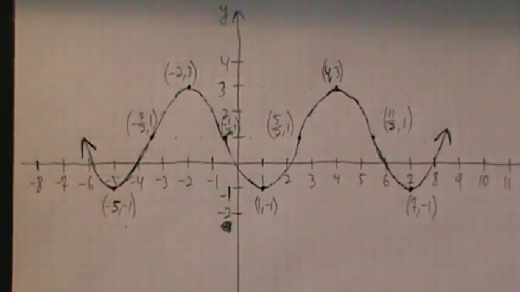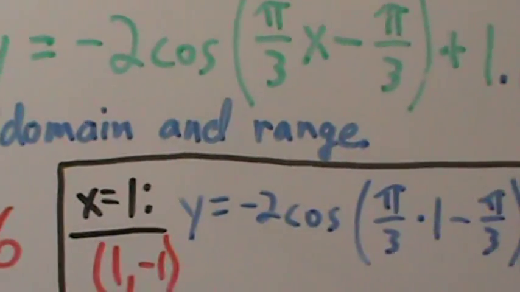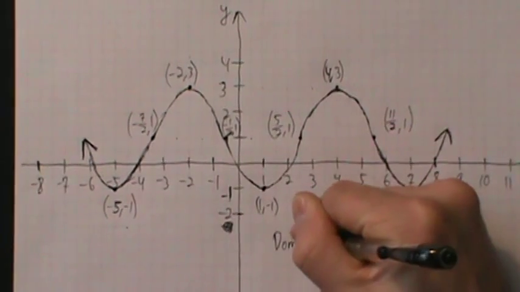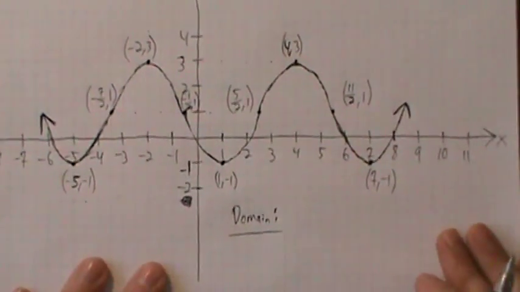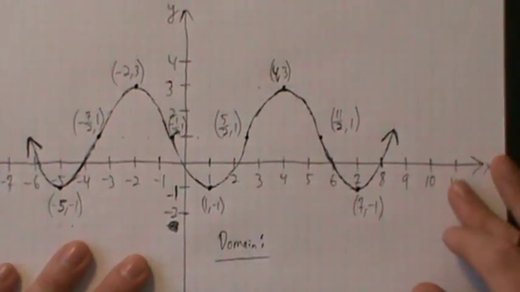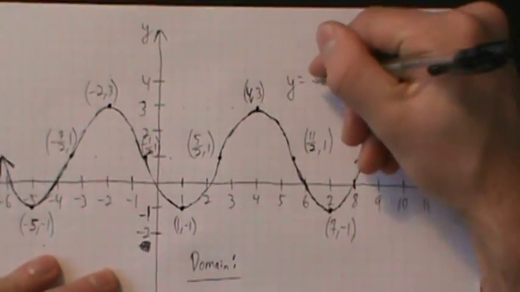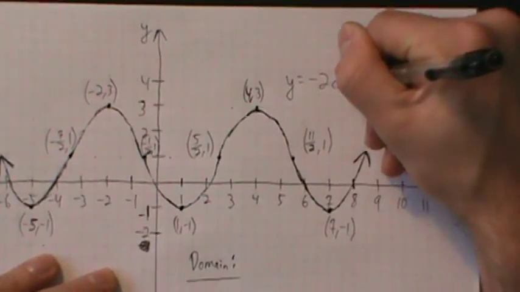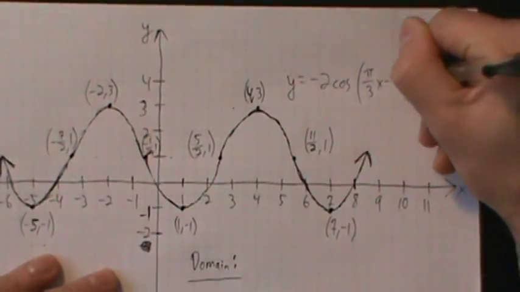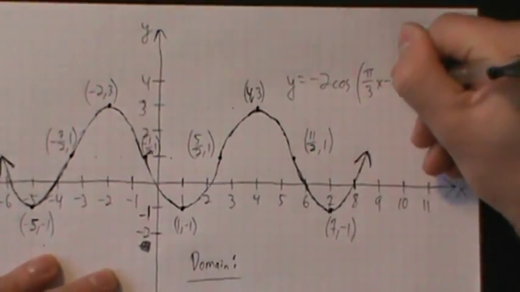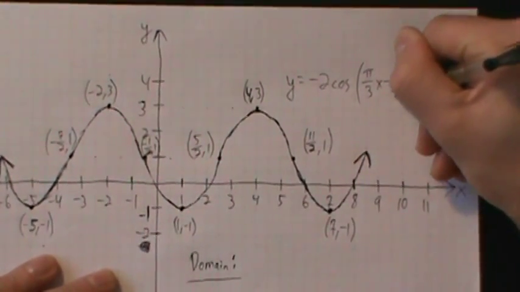Now, we also had to find the domain and range, right? So what's the domain? Remember, the domain in general is the set of all the x values for which the function is defined. What is our function here? The function we were given is y equals negative 2 times the cosine of pi over 3 x minus pi over 3, plus 1. That was the function that we were given.